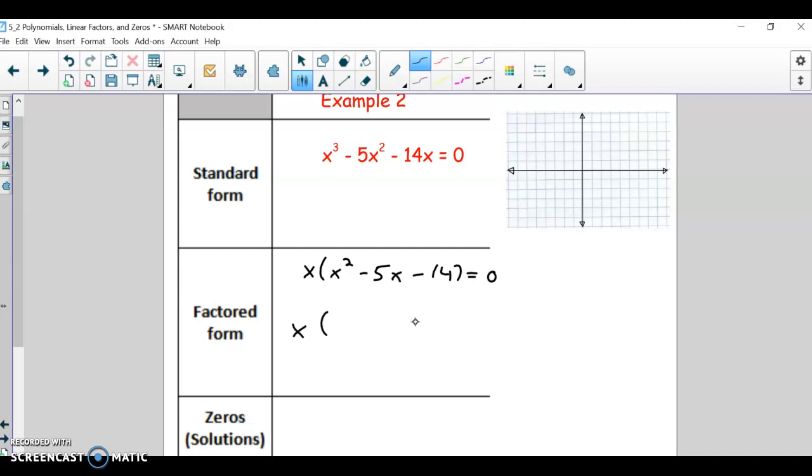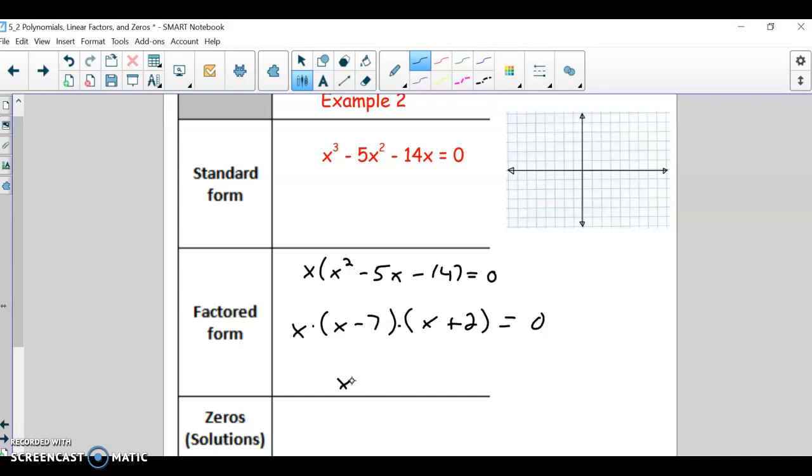And then the rest of it, the trinomial part, factors like we've done a bunch, where x and x make the x squared, and then multiply to negative 14 and add up to negative 5. So in this case, I believe that would be negative 7 and positive 2. Again, make the list if you're not sure. Okay, and now we're going to get 3 answers.